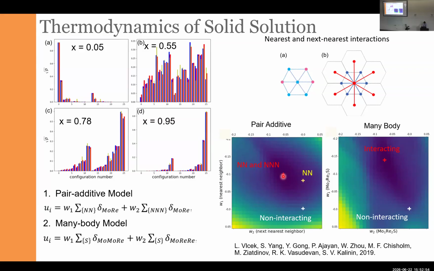But if we consider nearest neighbor and nearest neighbor interactions, then we are actually at the minimum of the surface, and we get the idea that the rhenium atoms mildly push away from each other. So compared to the ideal solid solution, they try to be further away from each other. It's like a weak repulsion. And with the many-body model, we basically have roughly the same answer.